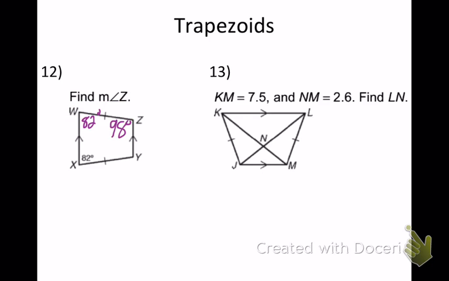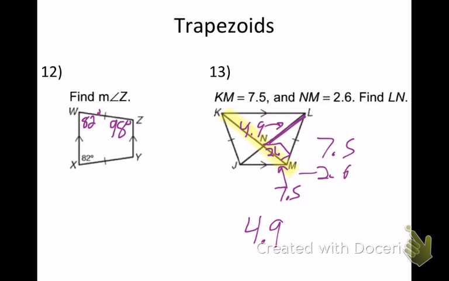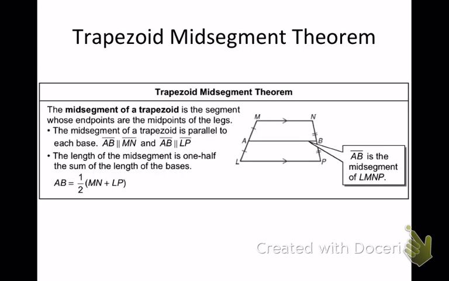And the last one, if KM is 7.5 and NM is 2.6, I want to find NL. Who thinks they know what NL is going to be? Chris? 4.9. How do we know that? Well, we can subtract. 7.5 minus 2.6 means this one is 4.9, which means the other one is 4.9 as well, because they're congruent.